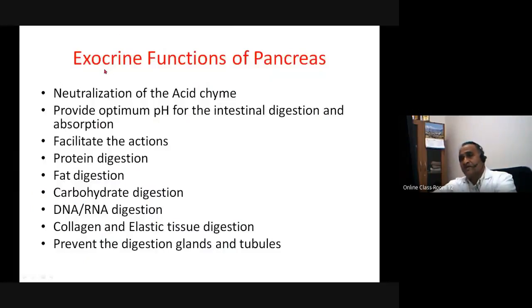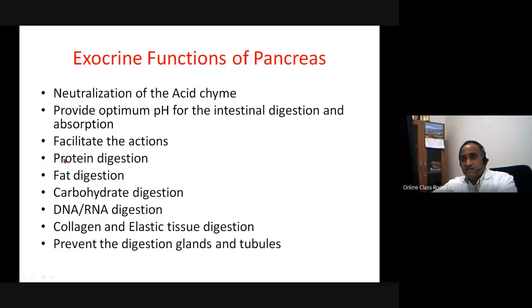Now coming back here, next, what are the functions of the pancreas? The pancreas secretes bicarbonate and water so that it neutralizes the acid chyme coming from the stomach. That is number one. Then by neutralizing, it provides the optimum pH for the activation of the intestinal enzymes and the digestion and absorption of the various components in the intestine. And it will facilitate the exchange of bile and other constituents present in the intestine.